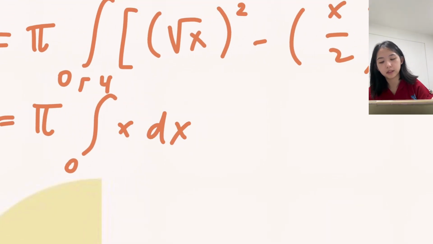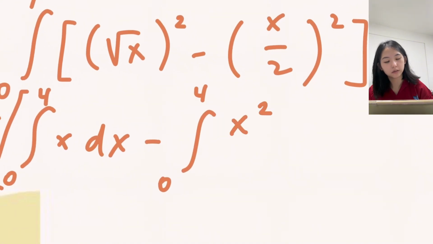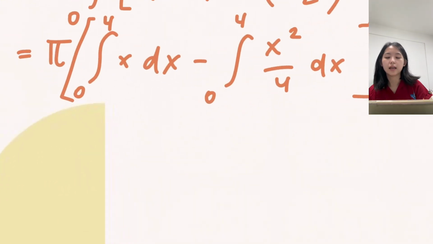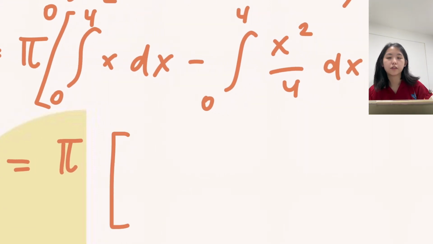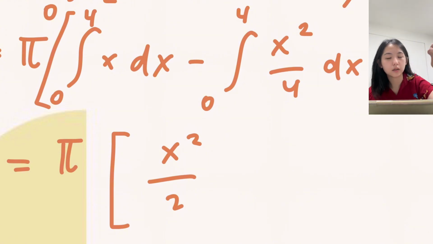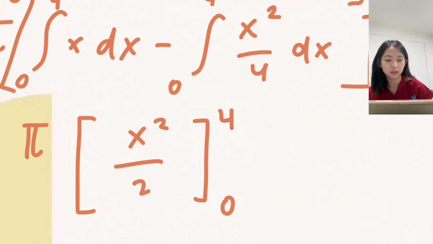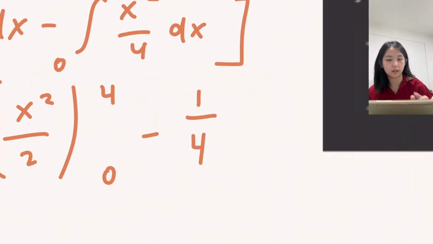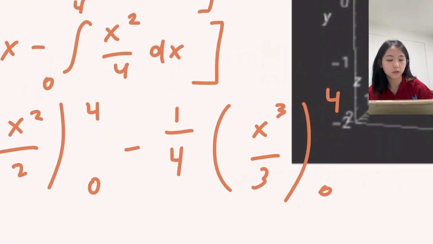So it's the integral of x dx, because I want to split it into two, minus the integral from 0 to 4 of x squared over 4 dx. Then we just need to calculate the integrals. The integral of x is x squared over 2 because it's a power function: the integral of x to the power r equals x to the power r plus 1 over r plus 1. We don't need to add c because it's a definite integral. Minus this one, we can pull out the 1 over 4 because it's a constant, of x cubed over 3 from 0 to 4.